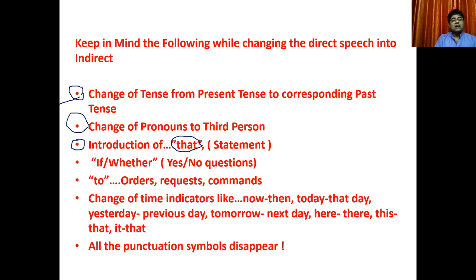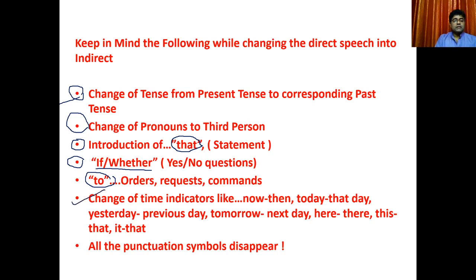If it is a yes or no type of question, we introduce if or whether, not both, any one. Either if or whether. If it is an order or a request or a command, then we introduce the conjunction to. I will explain to you with some other examples later.